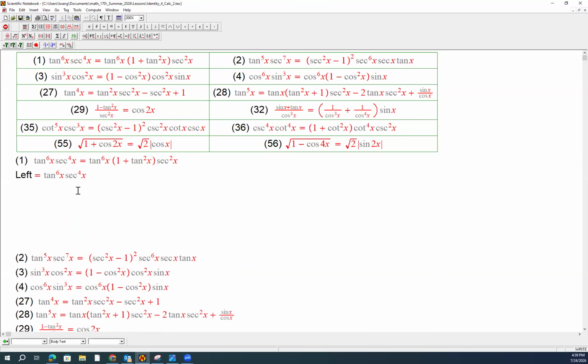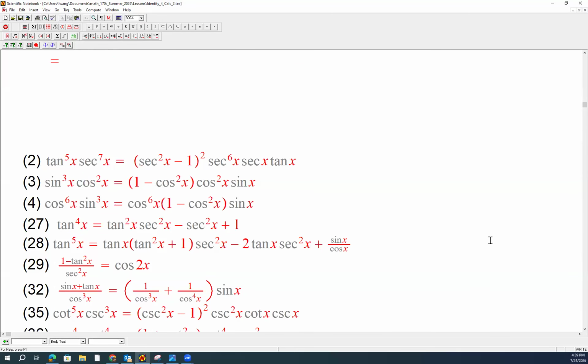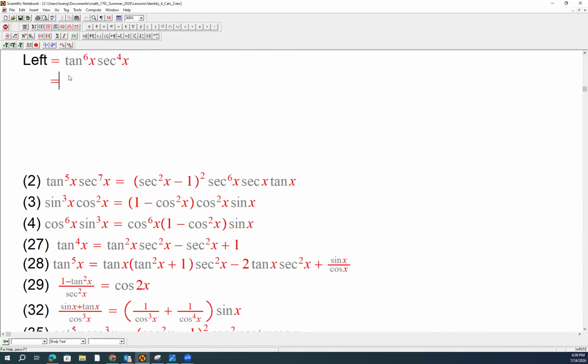Okay, so let's start from the first one. We do it from left to right, because that's how you're going to see it in a calculus text. I'm going to make the fonts larger. So let's get started.